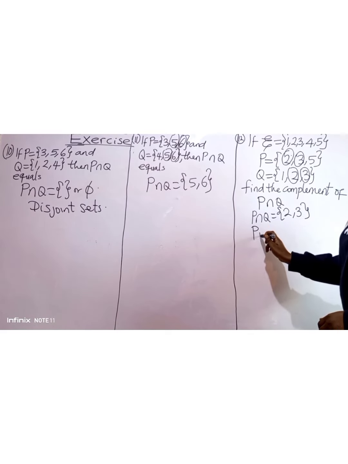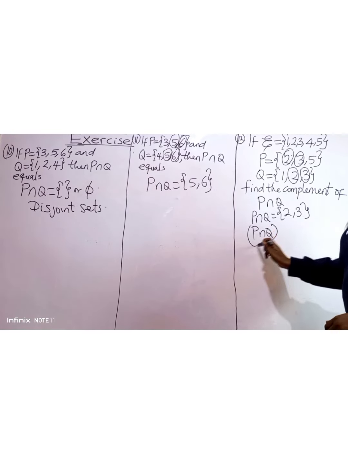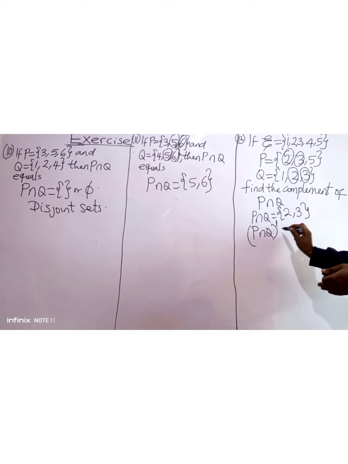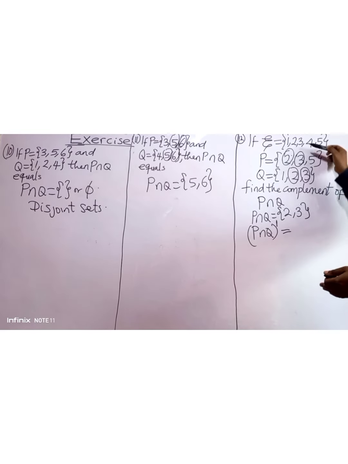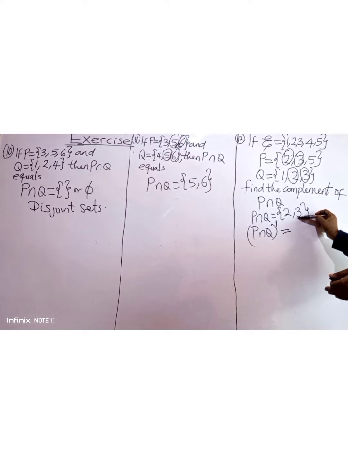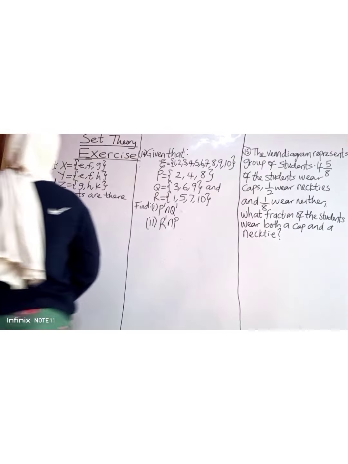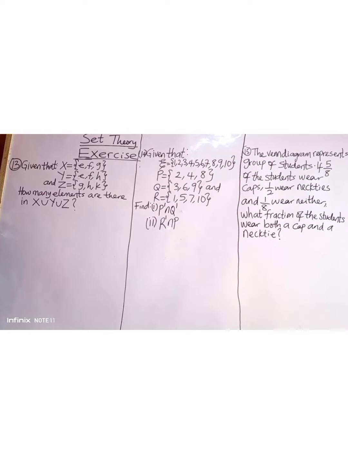Now (P intersects Q) prime will be all the elements that are in the universal set that are not in P intersects Q. So all the elements that are in the universal set that are not in P intersects Q will be 1, 4, and 5.